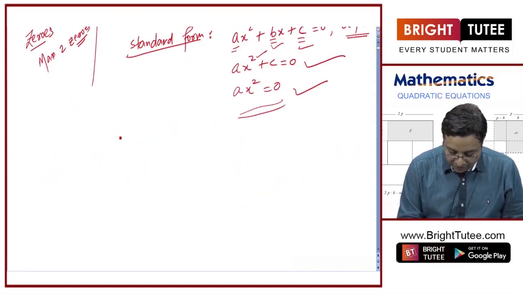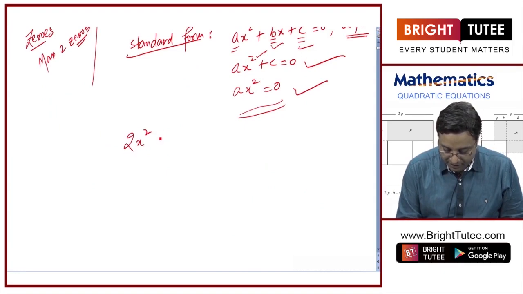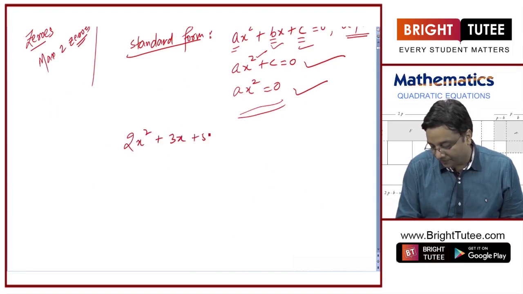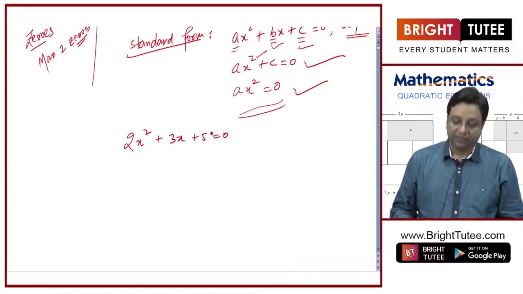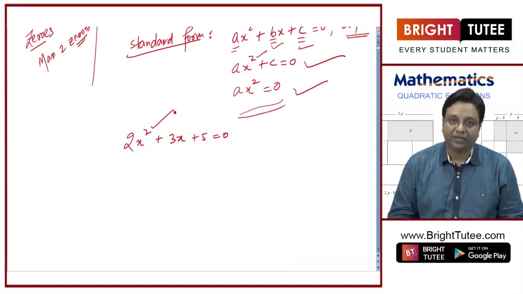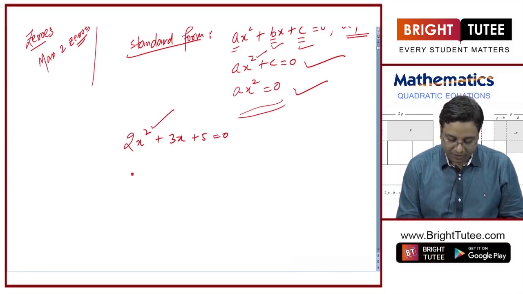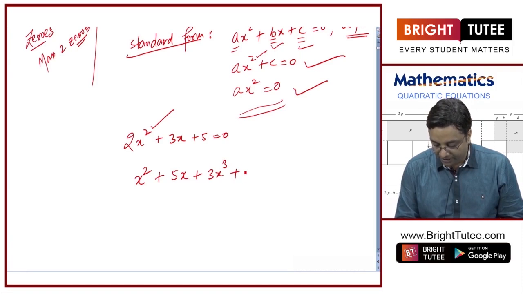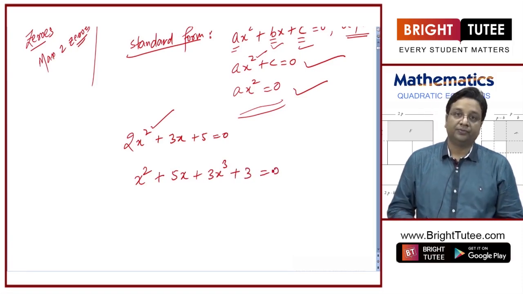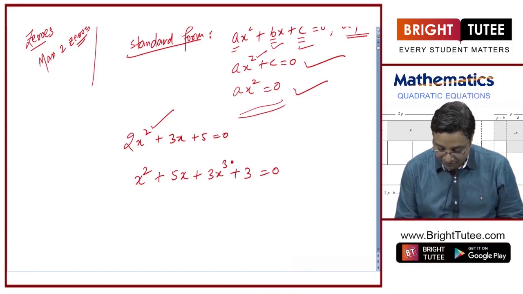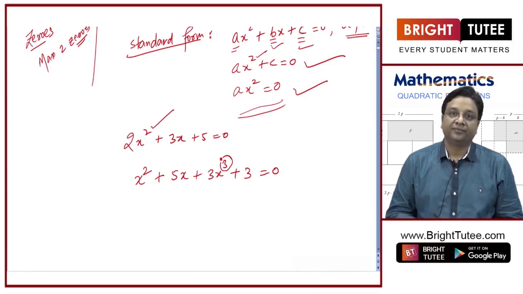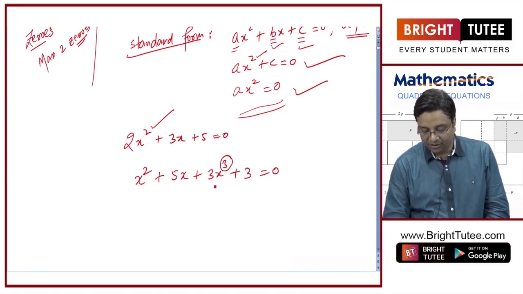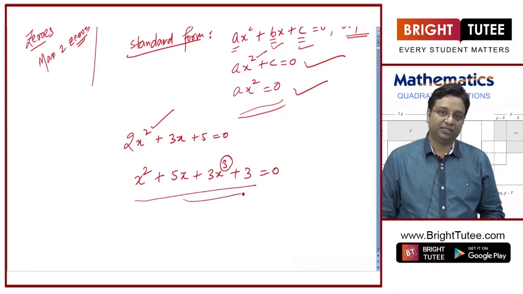So now if something like this is written, is this a quadratic equation or not? Yes, it is a quadratic equation because the maximum power of the variable is 2. But if I write something like this, x square plus 5x plus 3x cube plus 3 equals 0, is this a quadratic equation? No, it is not a quadratic equation because the highest power of x here is 3. So this is a cubic equation and not a quadratic equation, right?